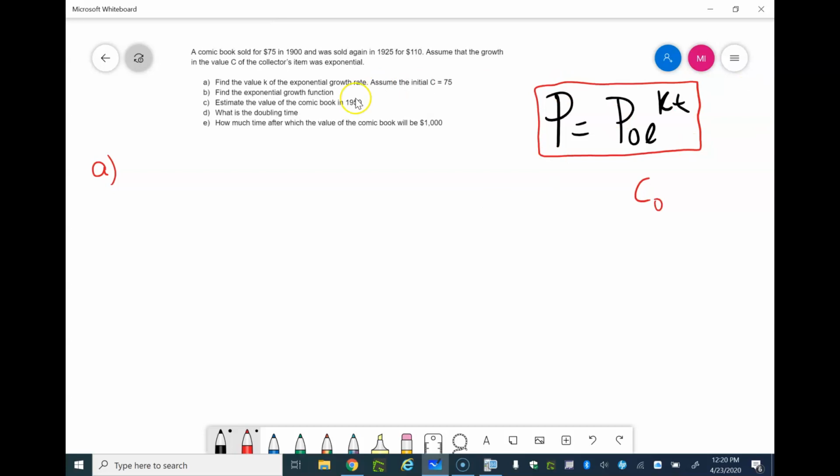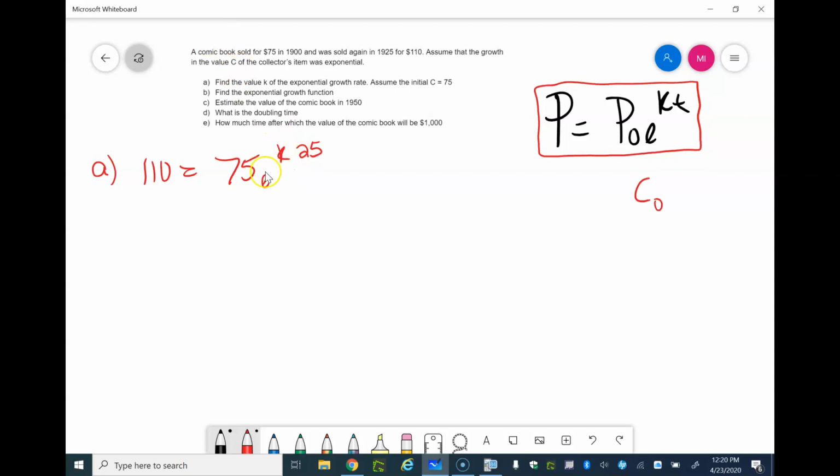So we're going to end in 1925. It ends at 110, so our result is going to be 110. We started at $75, E, and then K is what we're trying to find, so we're just going to leave this as K. And then T is going to be represented as 25, because if I start in 1900 and go to 1925, there are 25 years that pass. So T is going to be equal to 25.